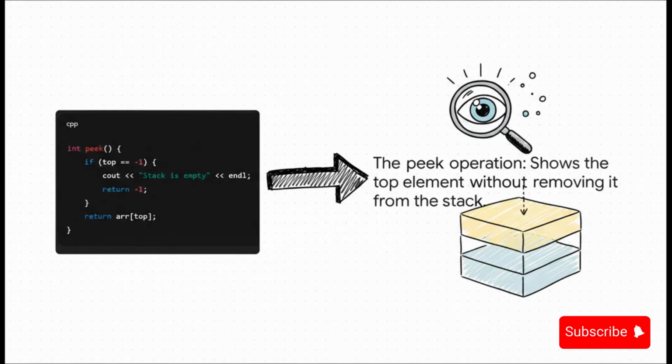And finally, we have our peek operation. You can think of this as window shopping. We want to see what's on top, but we don't want to buy it, or in this case, remove it. So again, we check if the stack is empty. If it's not, we just return whatever value is in the array at the location top is currently pointing to. We get the info we need, and the stack remains completely unchanged.